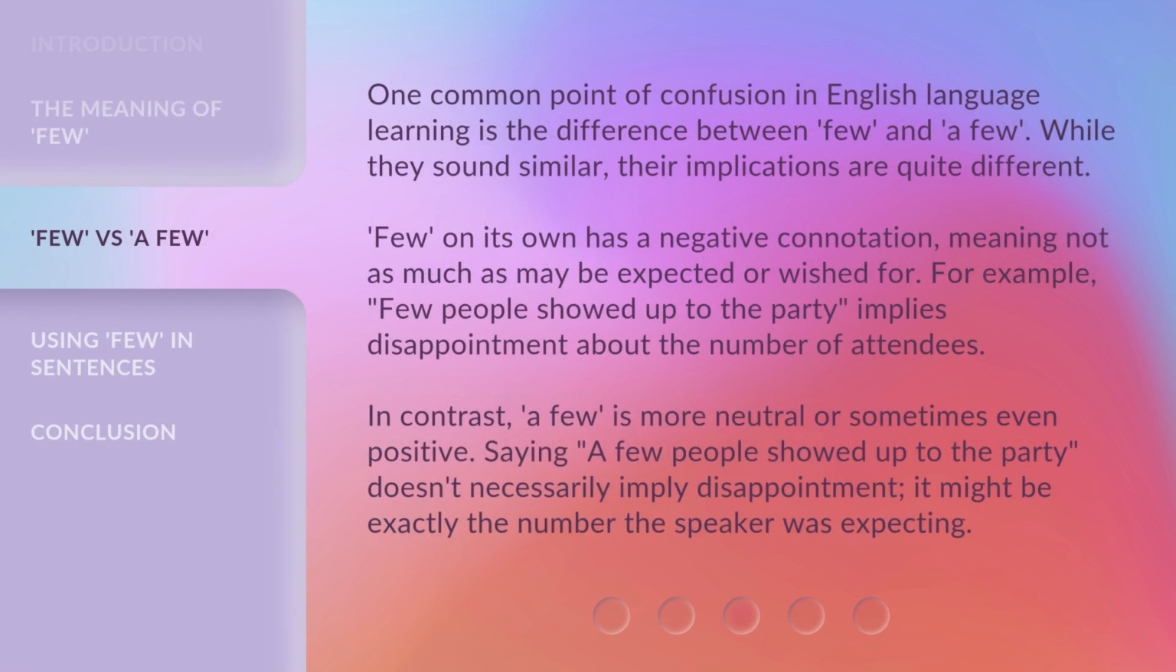One common point of confusion in English language learning is the difference between few and a few. While they sound similar, their implications are quite different. Few, on its own, has a negative connotation, meaning not as much as may be expected or wished for. For example, few people showed up to the party implies disappointment about the number of attendees.